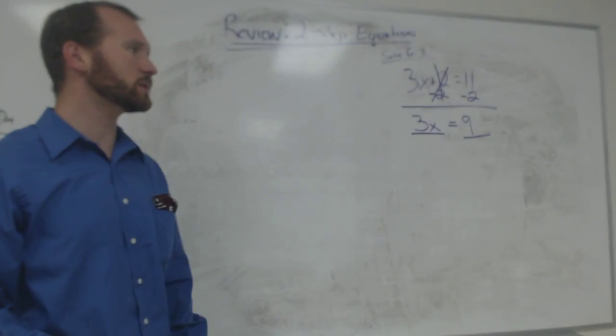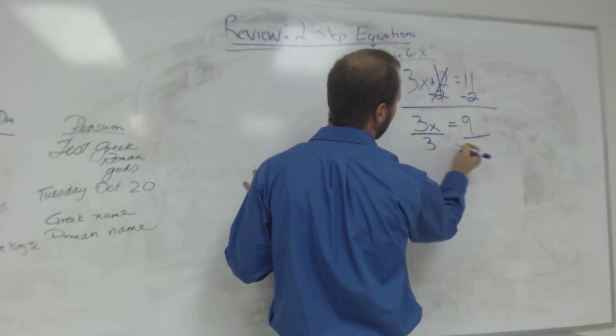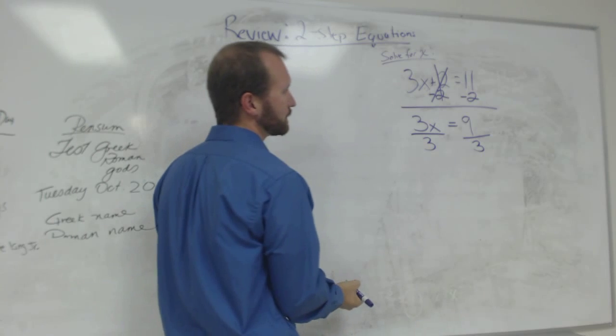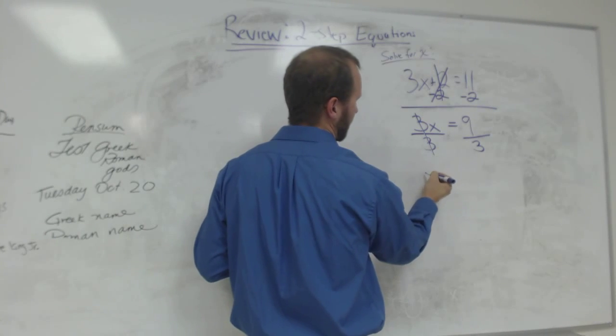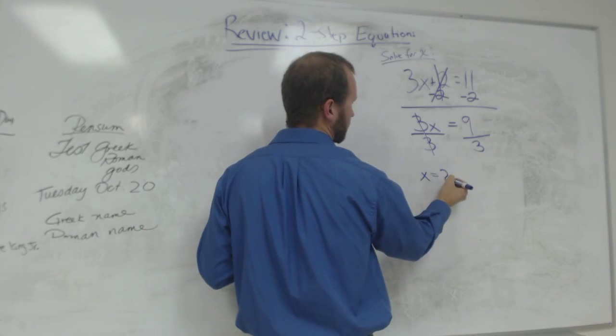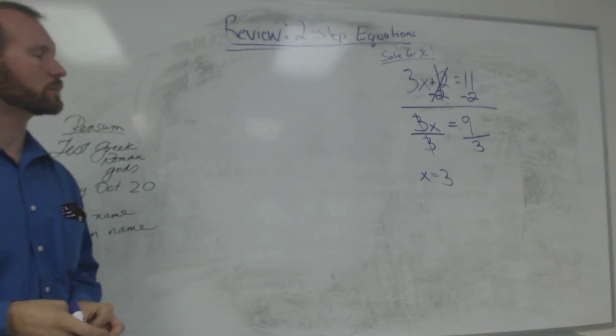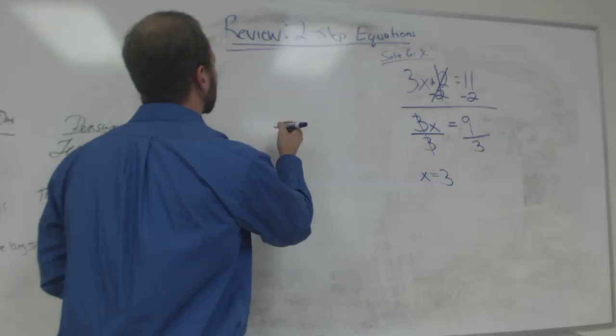3x equals 9. So to get the x alone, I divide both sides by 3. x equals 9 divided by 3, which is 3. Okay. Let's try something else.